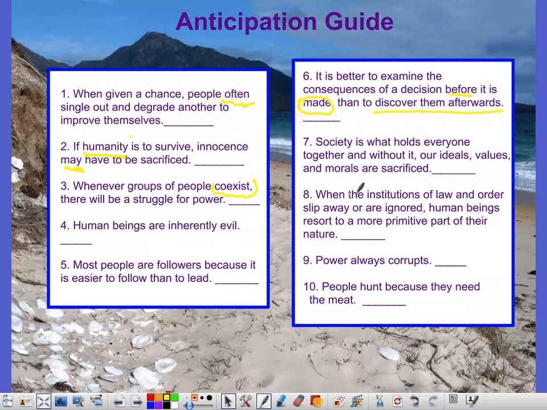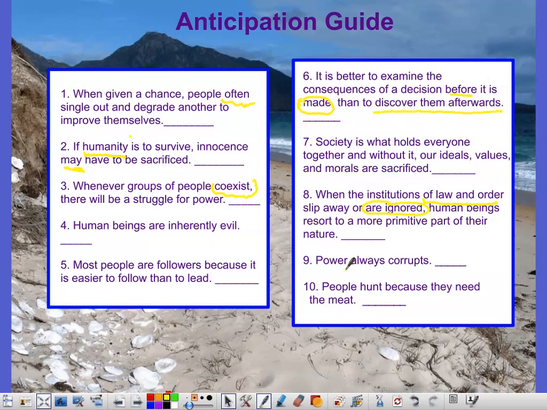Number 8, when the institutions of law and order slip away or we ignore them, human beings will resort to a more primitive part of their nature. This kind of connects to number 4.